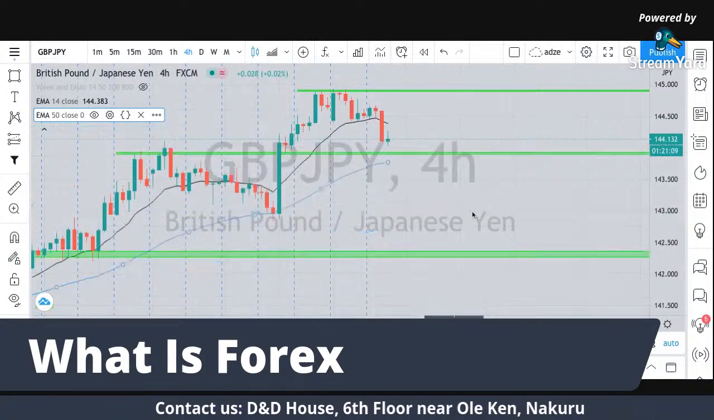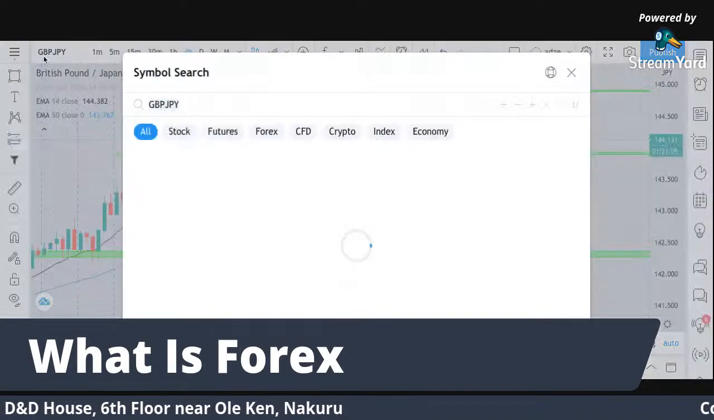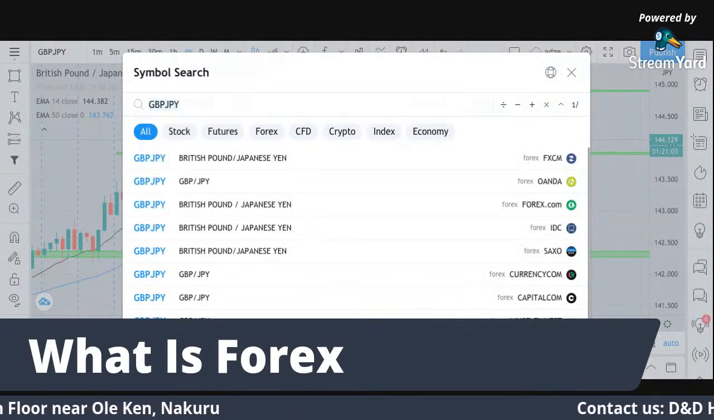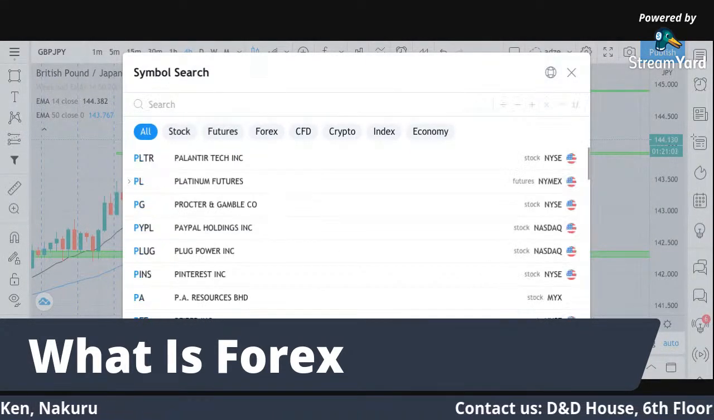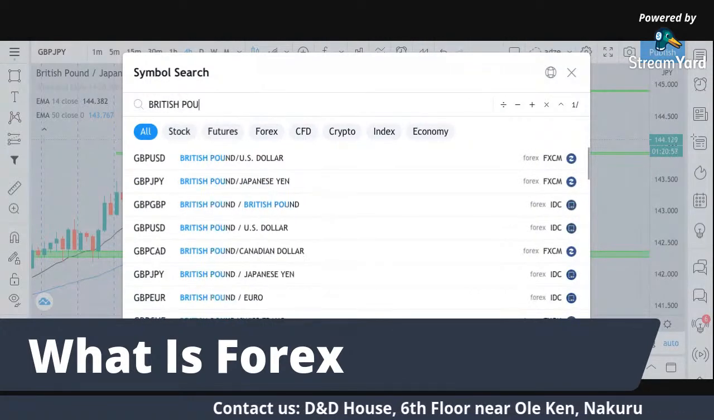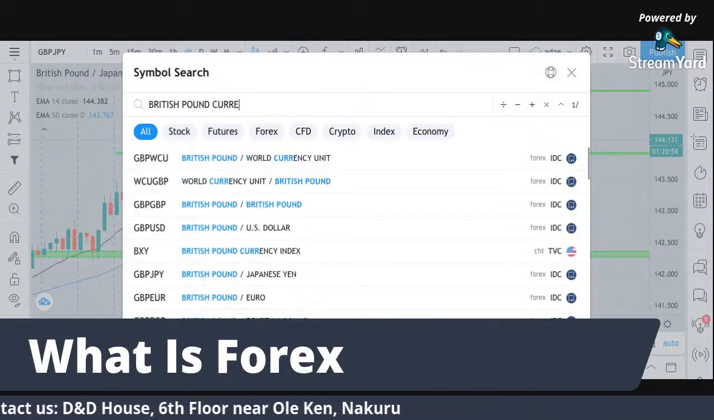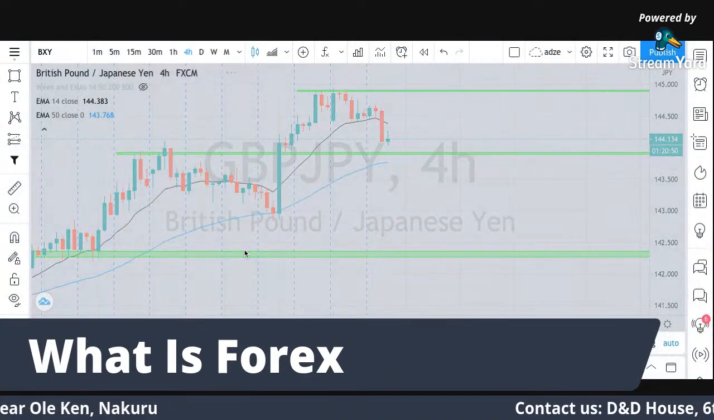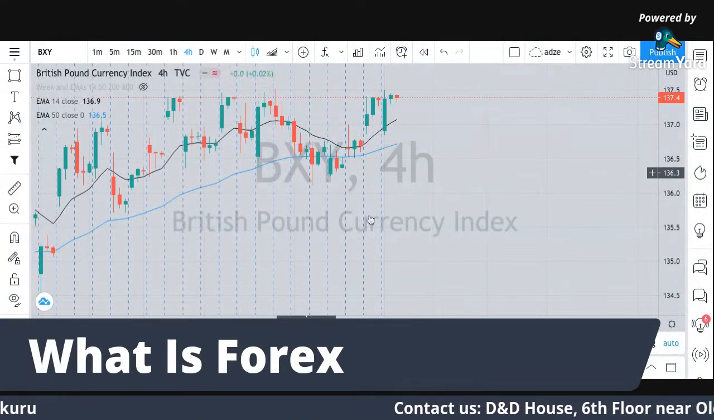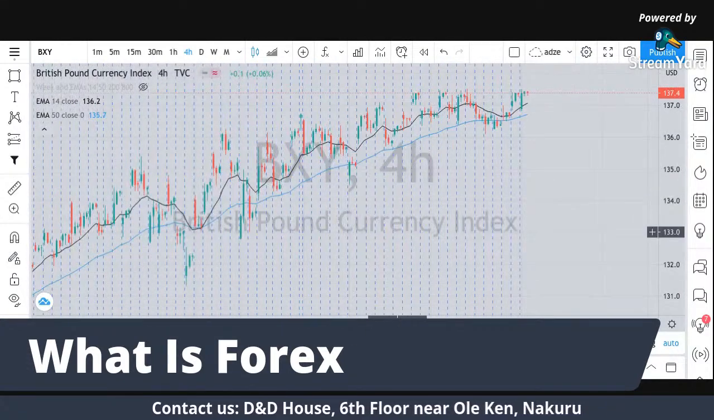If you even want to support your bias, you will look at the British pound currency index. Look at this, and then tell me if price is going to reverse.